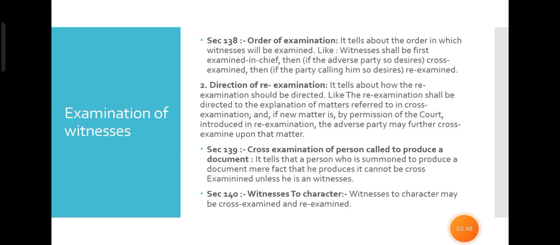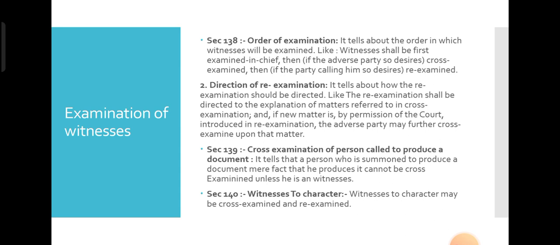So here is the next section, section number 138, which tells about the order of examination. It basically tells about the order in which the witnesses are presented. Witnesses shall be first examined in chief, then cross examined, and then re-examined. So this is the order of examination which we get to know in section 138.